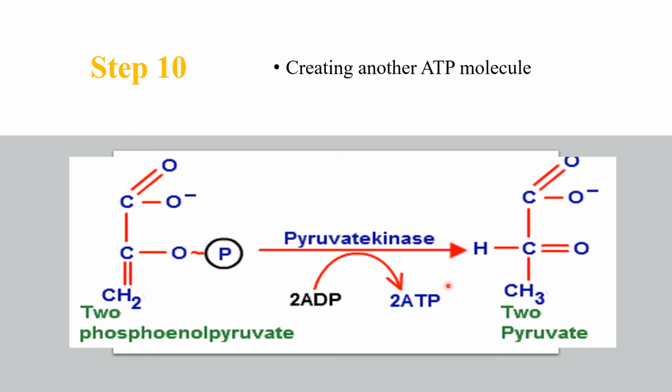We use two ATP molecules in stage one, and the net result is two ATP molecules in glycolysis per glucose that we actually use up.